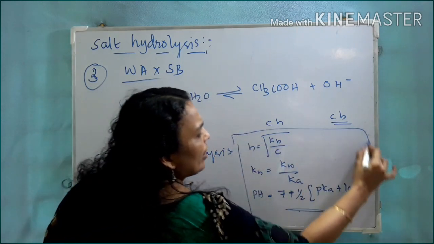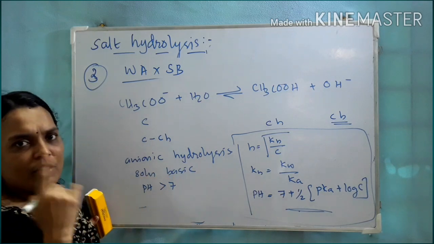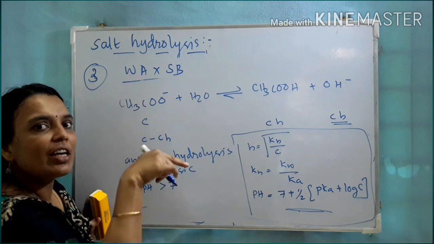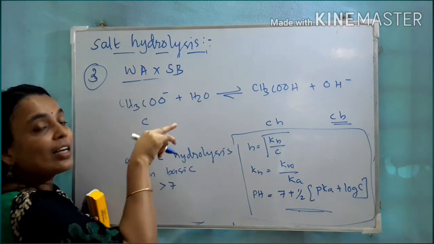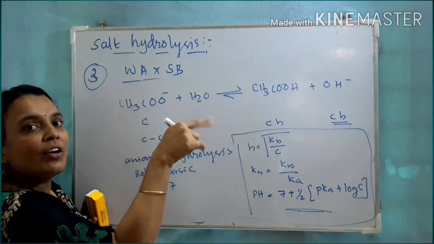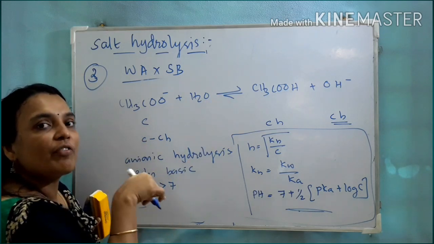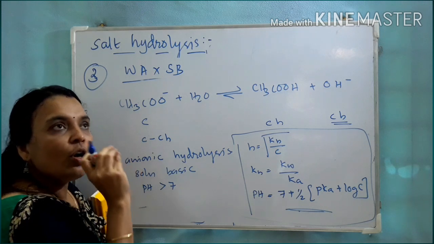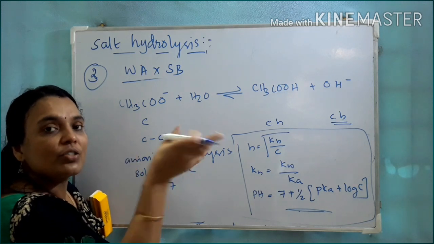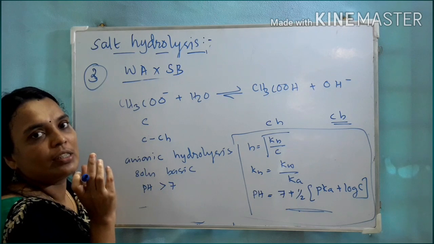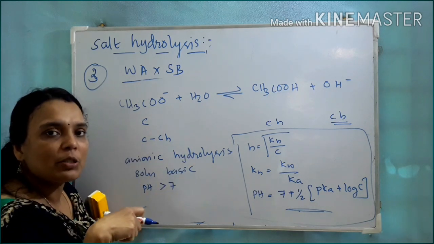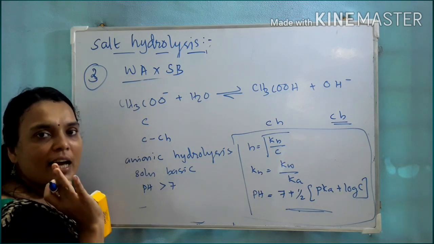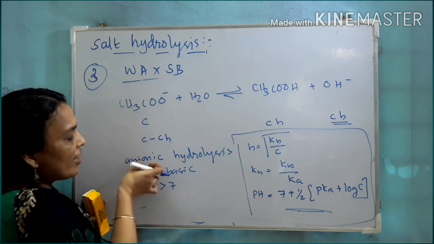So this is the only thing that we want to study. The only thing you have to remember: weak acid and strong base. Who is undergoing hydrolysis? The conjugate base of a weak acid is strong, so it can undergo hydrolysis. Strong base means it is accepting H plus ion, the solution becomes basic in nature, and pH is greater than 7.